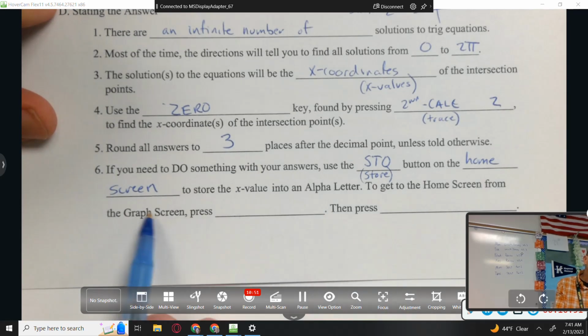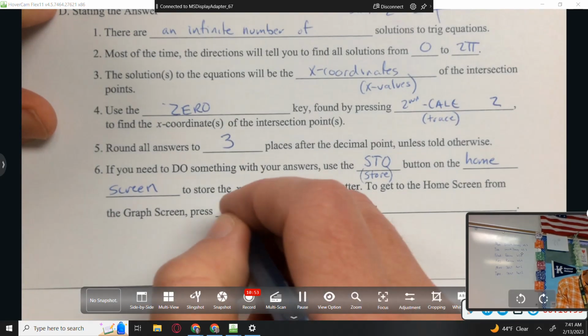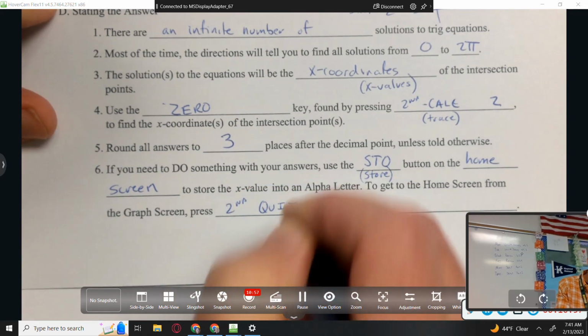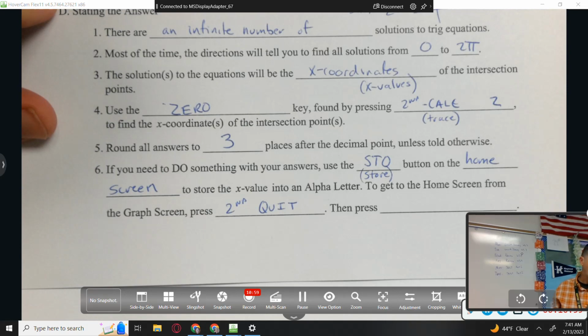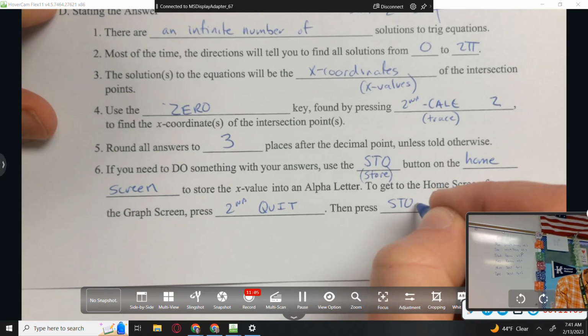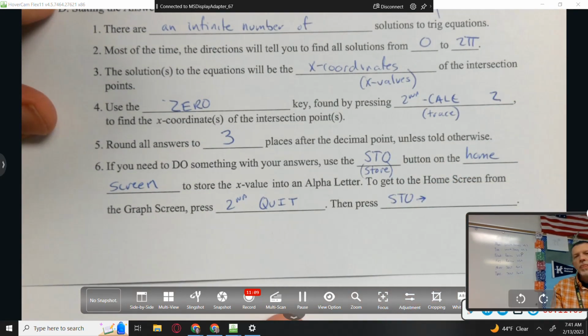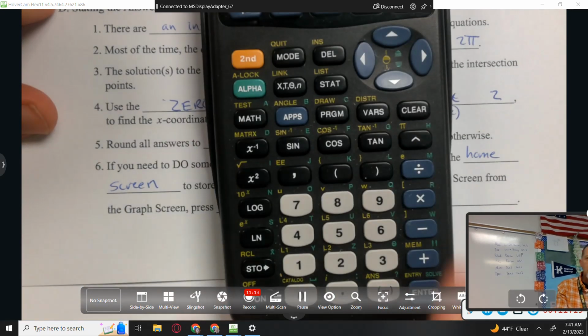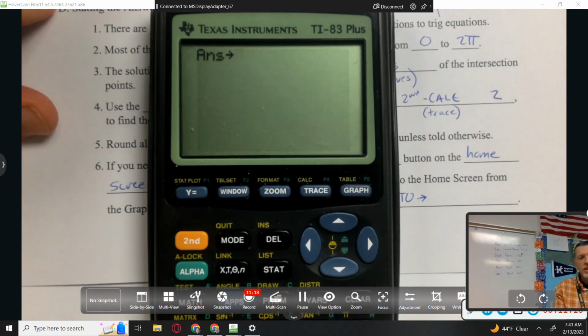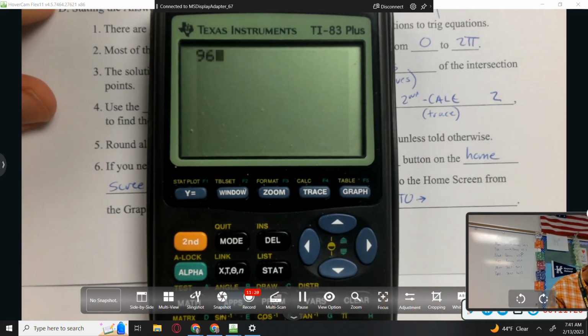To get to the home screen from the graph screen, you press second quit. That takes you back to the main screen. Then you press the stow button. And the stow button comes with an arrow. Let me just get an answer on there.